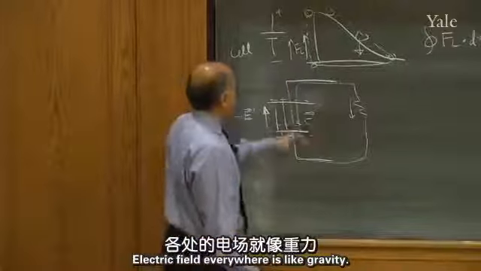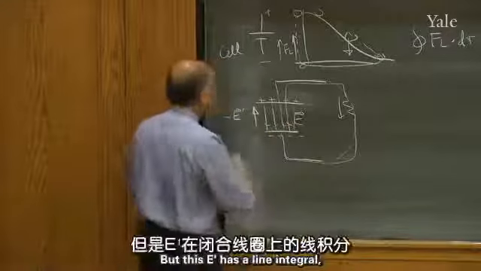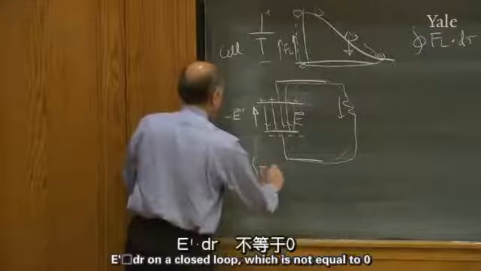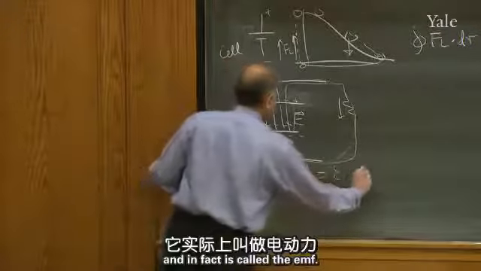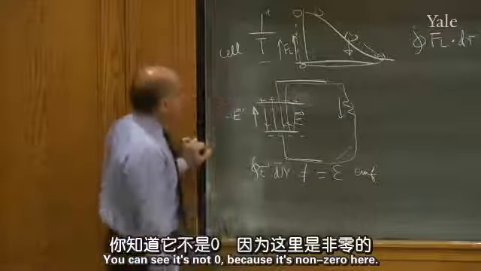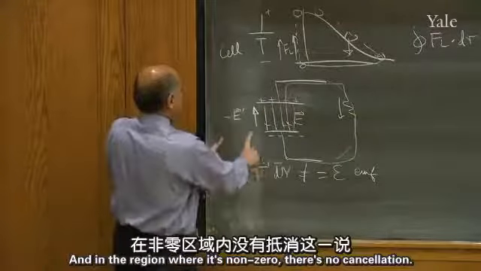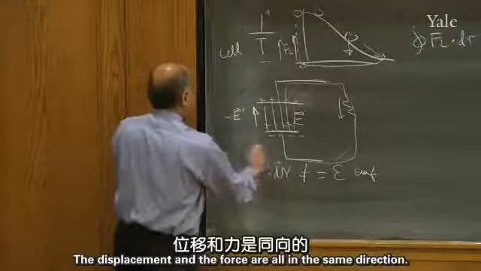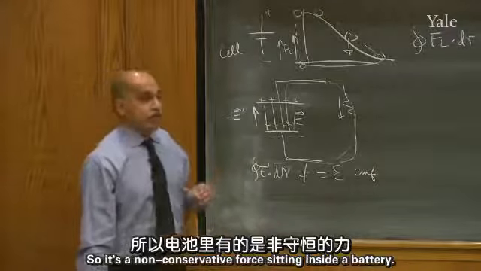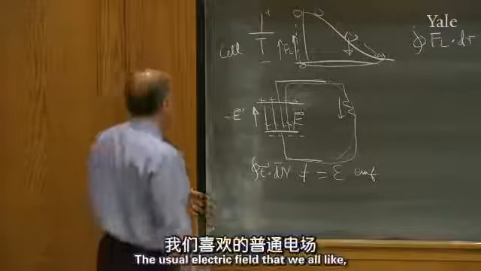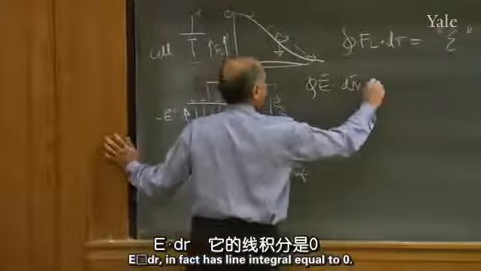The electric field everywhere is like gravity. The line integral that way and the line integral that way are all the same. But this E prime has a line integral, E prime dot dr on a closed loop, which is not equal to 0, and in fact is called the EMF. You can see it's not 0 because it is non-zero here. Everywhere else it is 0. And in the region where it's non-zero, there's no cancellation. The displacement and the force are all in the same direction. So it's a non-conservative force sitting inside the battery. It's a chemical force. The usual electric field that we all like, E dot dr, in fact has line integral equal to 0.